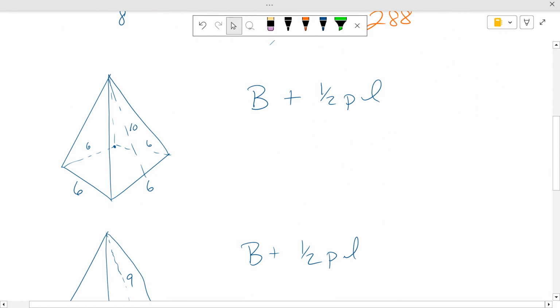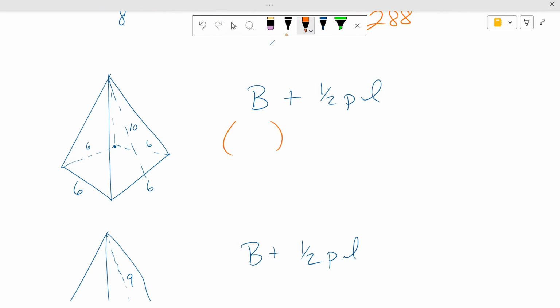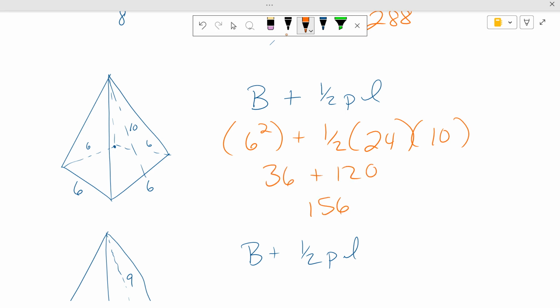Pyramid. What type of a base do I have on it? Square. It's a square base pyramid. So to find the area of the base, what do we do? 6 squared plus 1/2. What's the perimeter of my base? 6 times 4, which is 24. What's my slant height? 10. So this is 36 plus 120, or 156.